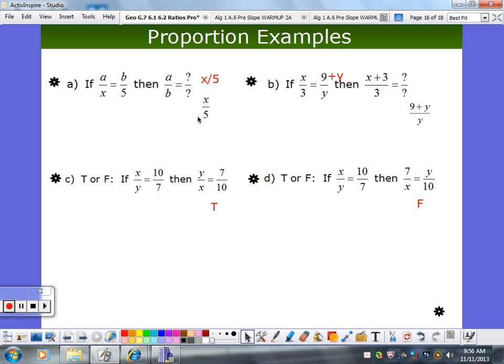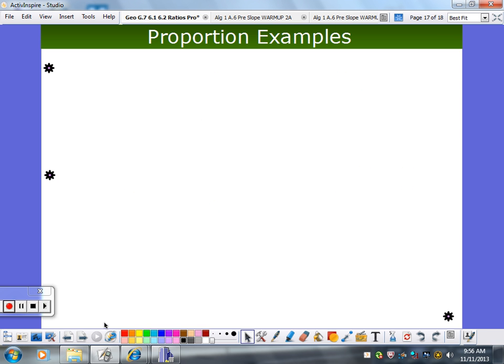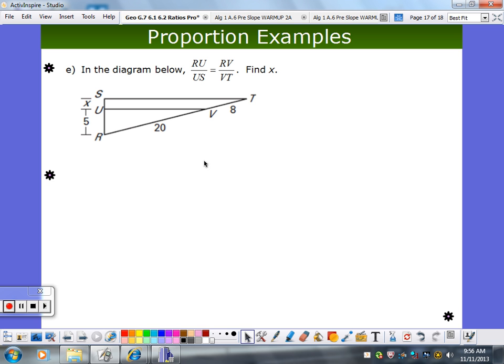Let's see if these come up. So we have to kind of look for that cross product. It's going to be the key to these kinds of questions. Some examples of proportions. In the diagram below, RU to US equals RV to VT. Find x. So you're just going to basically set up a proportion here.